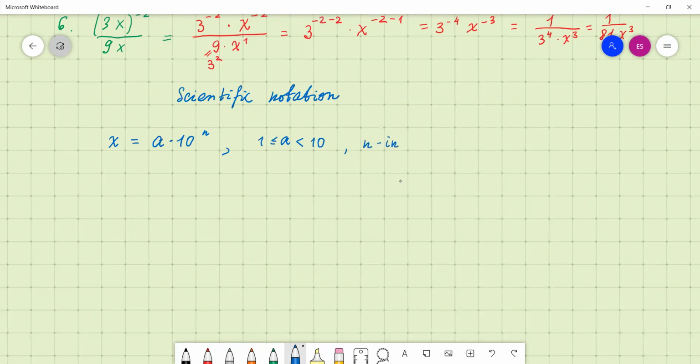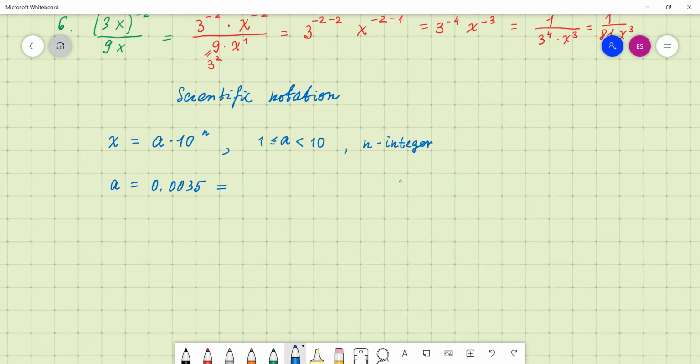Integer means that all numbers which we use for counting 1, 2, 3, 4, 5, 0, and -1, -2, -3, -5, and so on. For example, if you have number a which equals 0.0035. How to represent it in scientific notation?